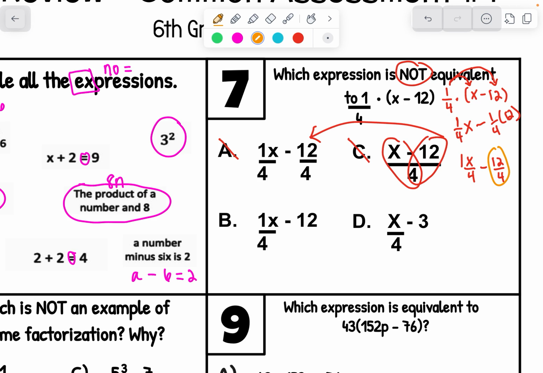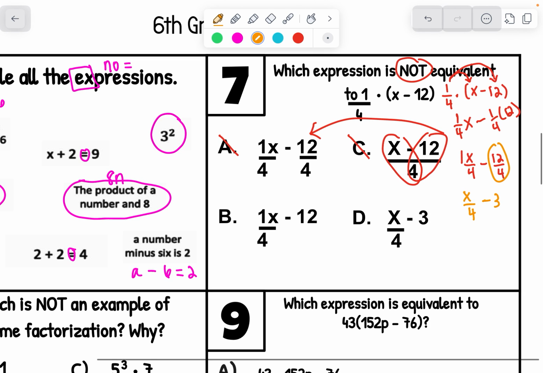What's 12 divided by 4? Hopefully you're telling me 3. And then I'm just going to bring that x over 4 down. Remember, 1x and just x by itself is the same thing. Writing 1x is a little repetitive. We just write x. So D matches.